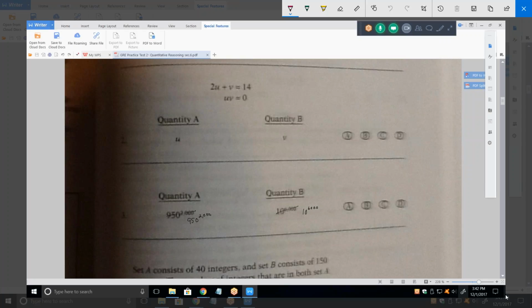Okay. So if u is equal to 0, then v is 14. Right? If v is equal to 0, then u is 7.